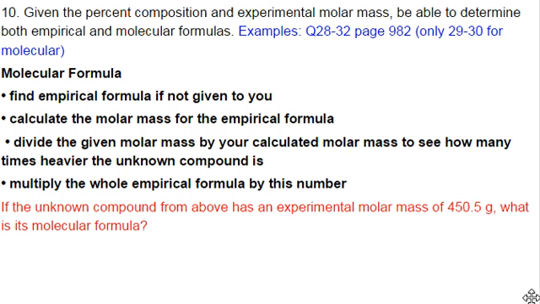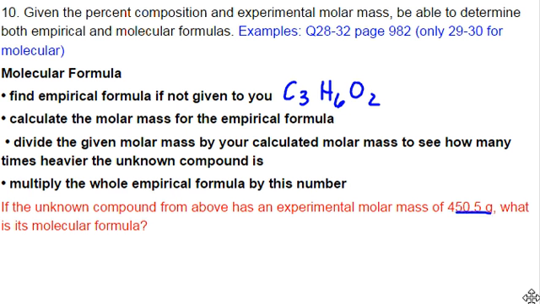So for the second part of number 10, we remember our empirical formula. It says find the empirical formula if not given to you. Well, we just figured out we had C3H6O2. So calculate the molar mass for this empirical formula. So my question actually says if the unknown compound from above, so from 10A, has an experimental molar mass of 450.5 grams, what's its molecular formula?